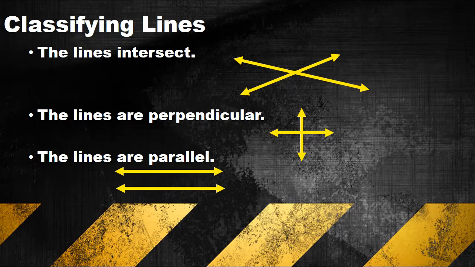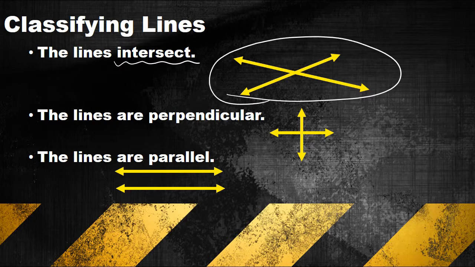Now we're still going to classify lines. So we're given 3 diagrams. Our first diagram, these lines just intersect one another at 1 point. Our second diagram here, it's about perpendicular lines. These are lines that, when they intersect, make 90-degree angles. And our third set here, these lines are parallel. These lines will never touch.